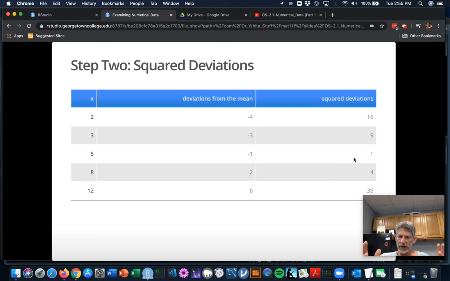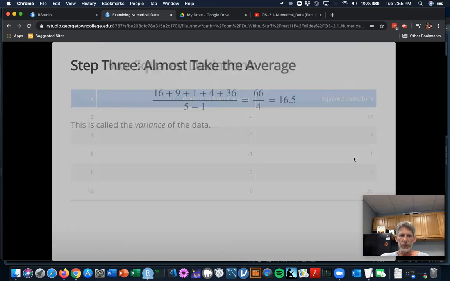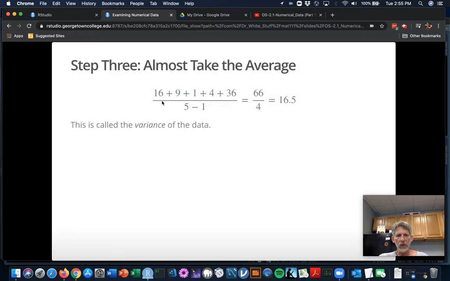Take these squared deviations. And the formula said you had to add them all up. So we'll do that. We're going to add them all up. 16 plus 9 plus 1 plus 4 plus 36 here along the top. And almost averaged it by dividing by 1 less than the number that there was in the data. So 1 less than 5. So 66 divided by 4. Now that turns out to be 16.5.